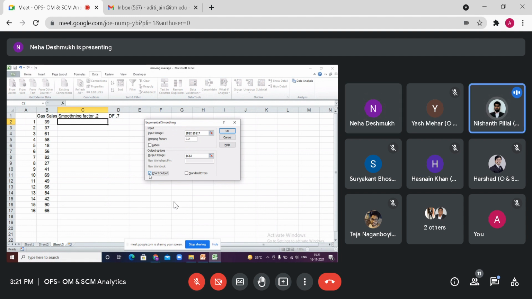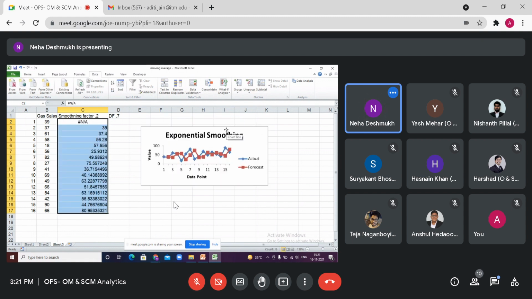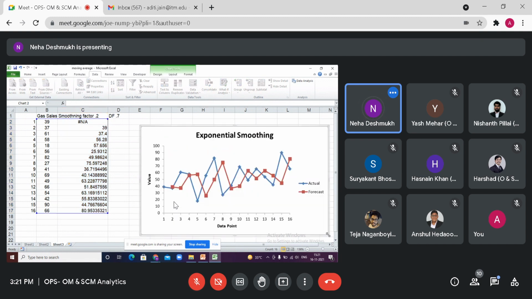Ma'am, what is this 0.2? 0.2 is the percentage or value by which you are smoothing your data, smoothing the value fluctuation. Okay. See, the actual one is blue, and the brown one is the forecasted.